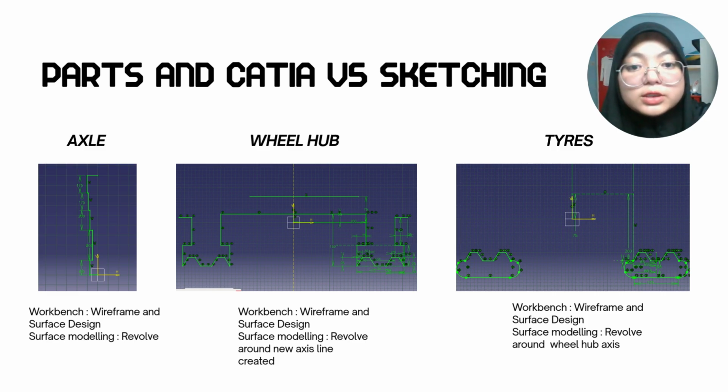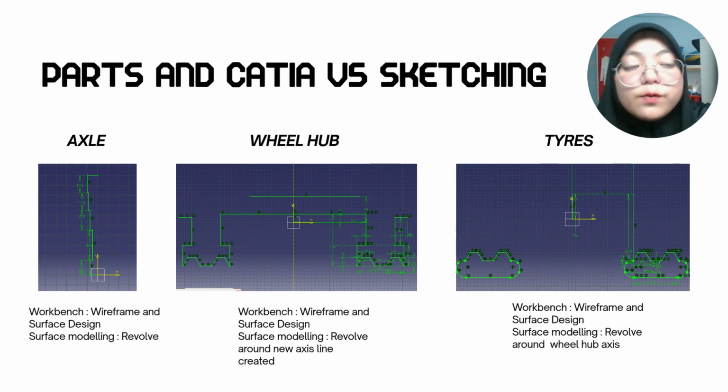This assembly consists of three parts: axle, wheel hub, and tire. The tire is not included in the machining process because it is not a metal part and it is not part of the project requirement, but it is shown to visualize the complete assembly.